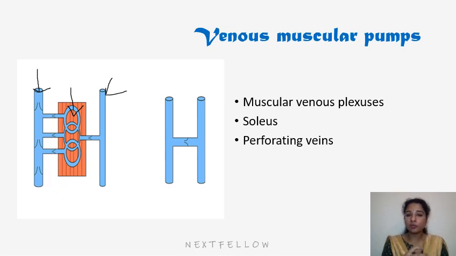So contraction of the calf muscles and foot muscles will cause the pumping of blood, and then perforating veins which connect the long saphenous vein with the deep veins, particularly they are present at the ankle and distal part of the calf and knee. So here you can see these are the perforating veins.